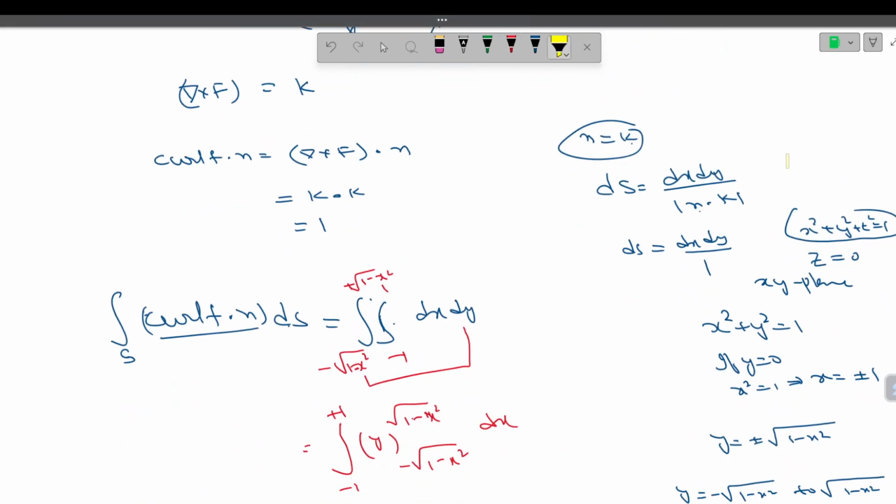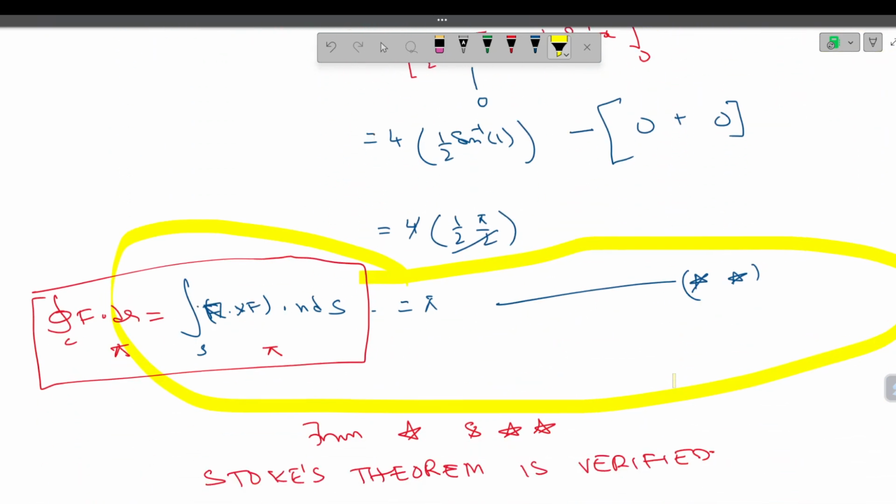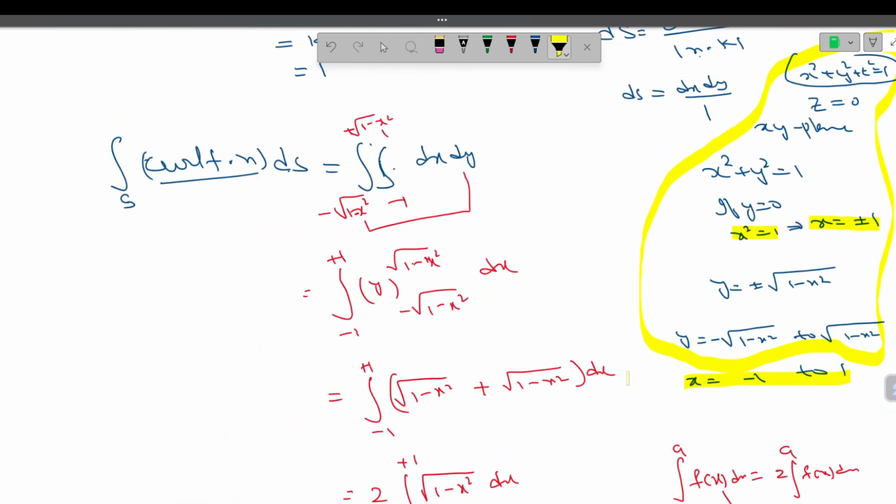In the xy plane, this is the sphere that was given. In the xy plane, this is the part. For y equal to 0, x equals minus 1 to plus 1, and y equals minus root 1 minus x square to plus root 1 minus x square. So that's it. We put it here. But the rule says integration having the variable limit should be integrated first. We have integrated the variable limit.